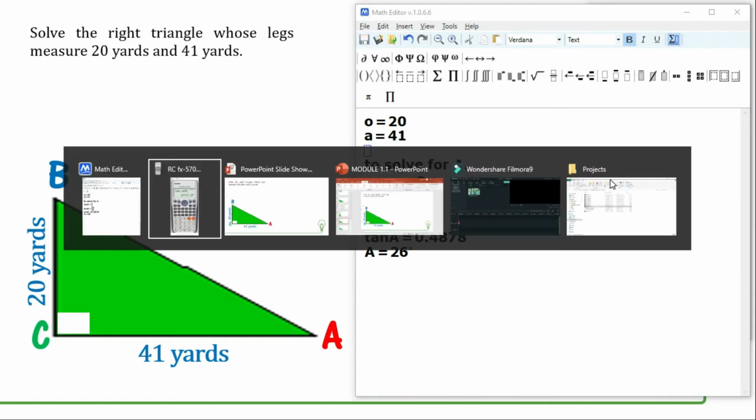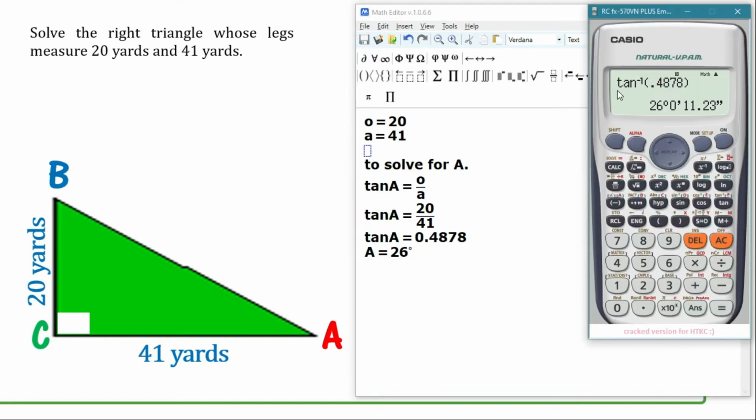Okay, so ganun din po. Kung ito tangent, what if ito po ay sine A? Ganun din, shift tapos sine para makuha natin yung angle measure. Okay, paano naman po kung cosine? Di shift, then press cosine here, for us to get the measure or the angle measure.